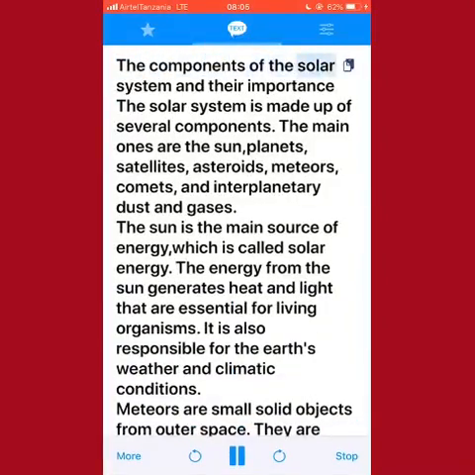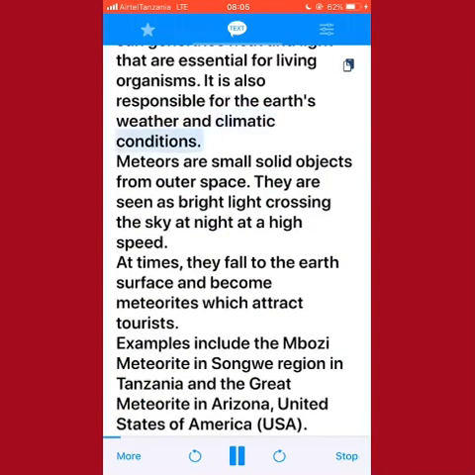The components of the solar system and their importance. The solar system is made up of several components. The main ones are the Sun, planets, satellites, asteroids, meteors, comets, and interplanetary dust and gases. The Sun is the main source of energy, which is called solar energy. The energy from the Sun generates heat and light that are essential for living organisms. It is also responsible for the Earth's weather and climatic conditions.